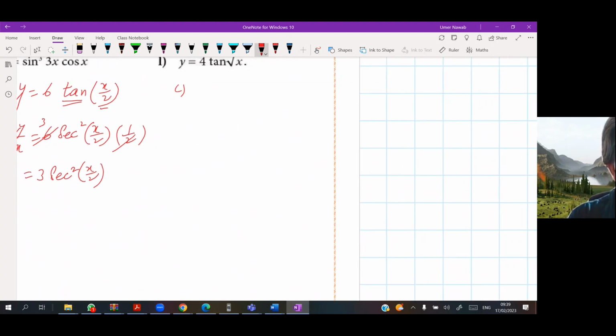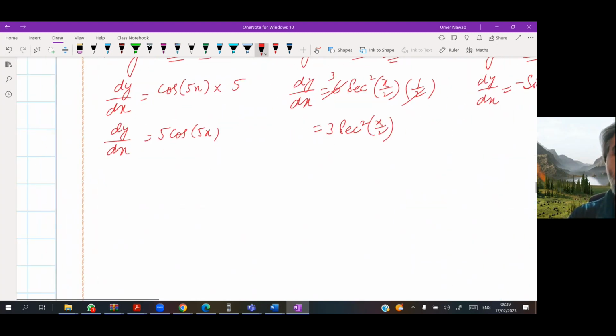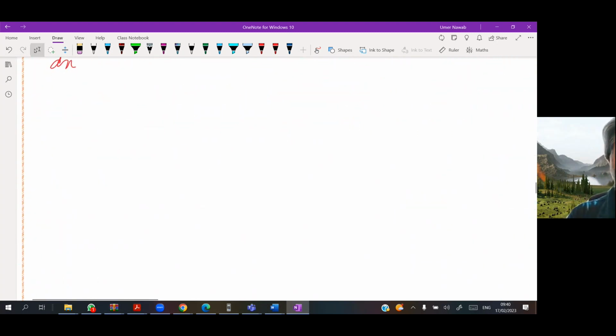C part, y equals cosine of x squared plus 2x. So dy by dx, cosine is minus sine. Keep the argument. Further derivative of x squared plus 2x is just 2x plus 2. Leave it here. Next part, d.